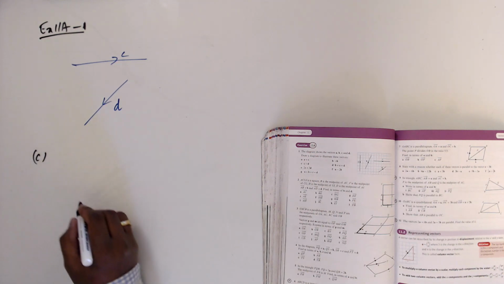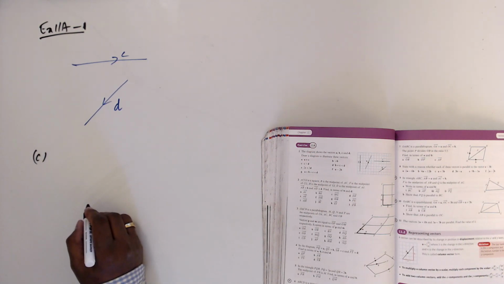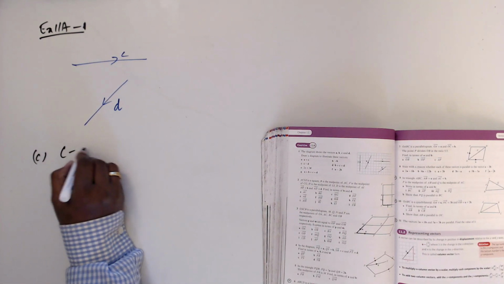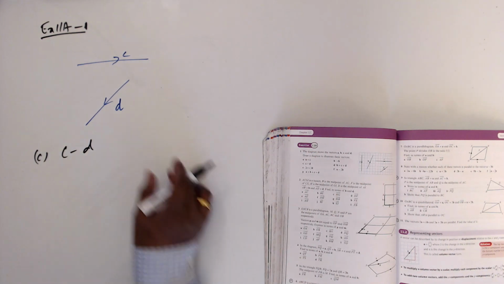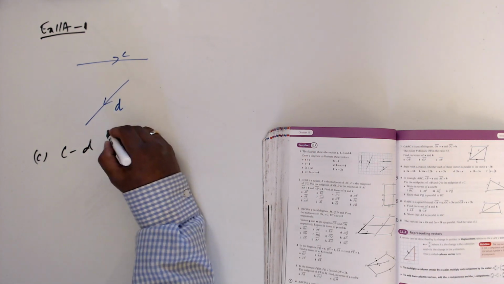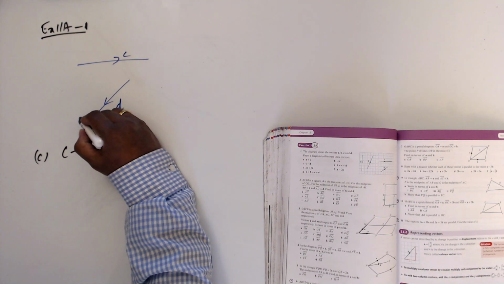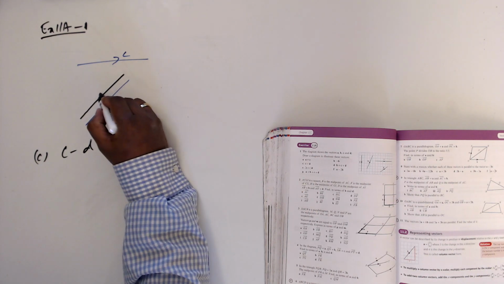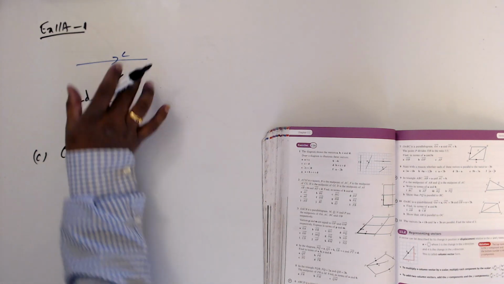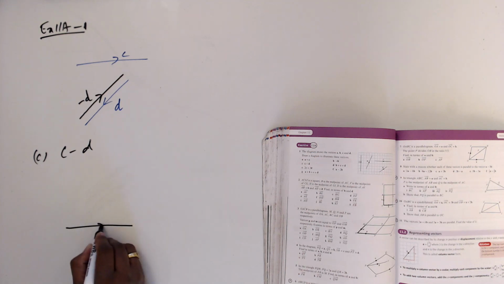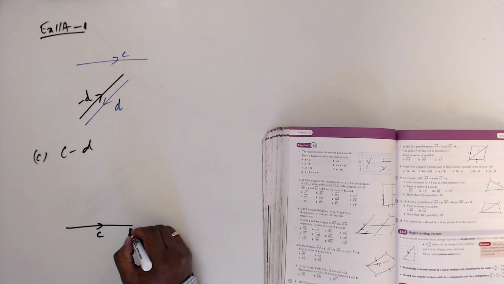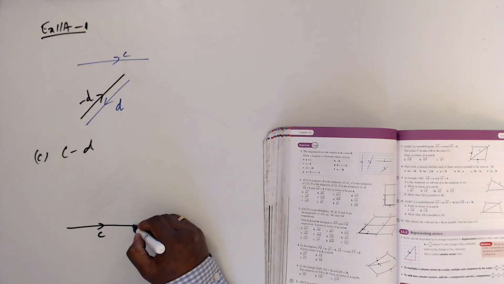The other one is C minus D. So I will draw, okay, this is D. What is minus D? Minus D means same length, the opposite direction. So this is minus D. Now first of all I draw C. This is C. Is this parallel? Yes. And then minus D. At the end of C, I will write minus D.